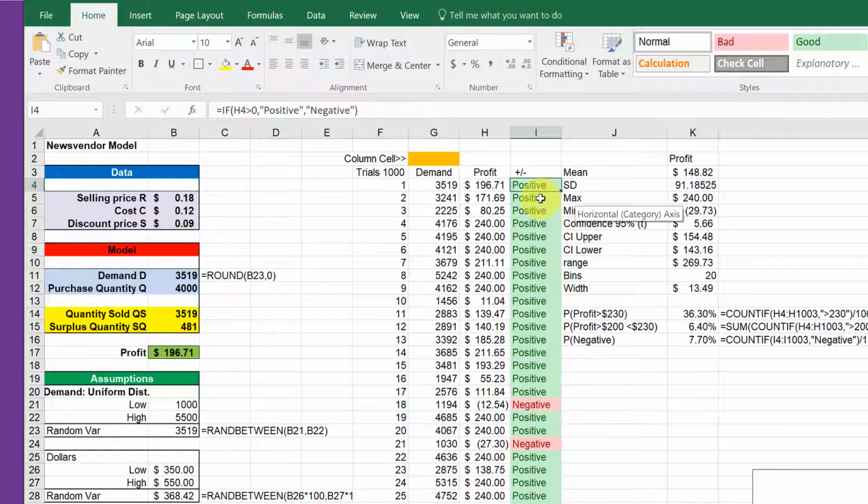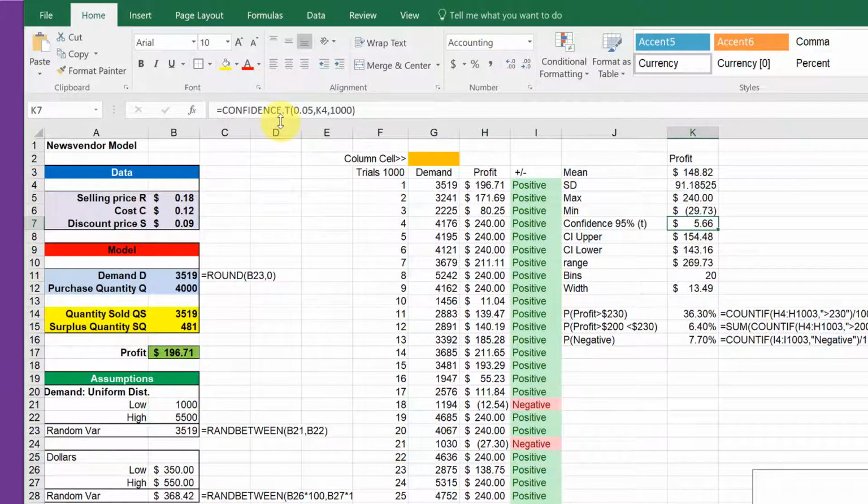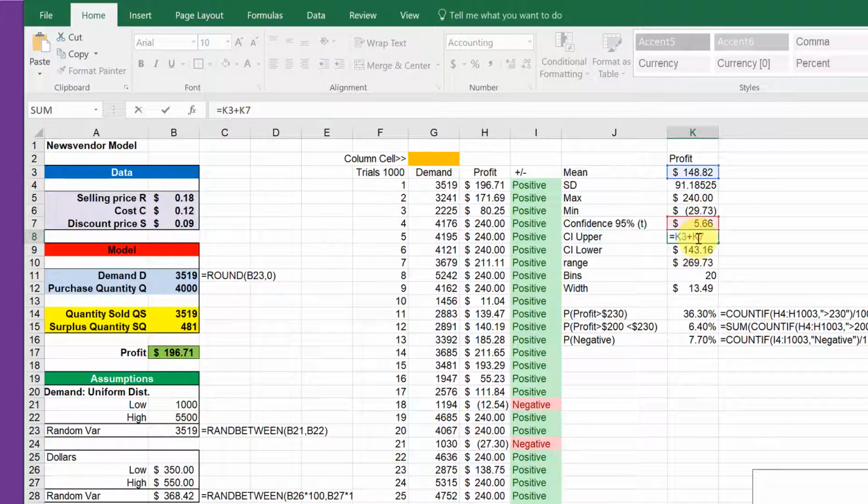But how do we use this to make some decisions? And that's the whole point. You can generate a bunch of statistics using the descriptive statistics tool in the data analysis if you want, or just plugging in some individual values here. I've got the mean and standard deviation of the profit, the max and the min, and then assuming that the output is a distribution that is suitably modeled by a t-distribution, I found the confidence interval using the confidence.t, which requires the alpha, 95% would be 0.05, and then the standard deviation there of 91.18, and then we've got the n, which was 1,000, and that gives me the half width of the confidence interval, and then adding and subtracting that gives us the upper and lower limits of the confidence interval.